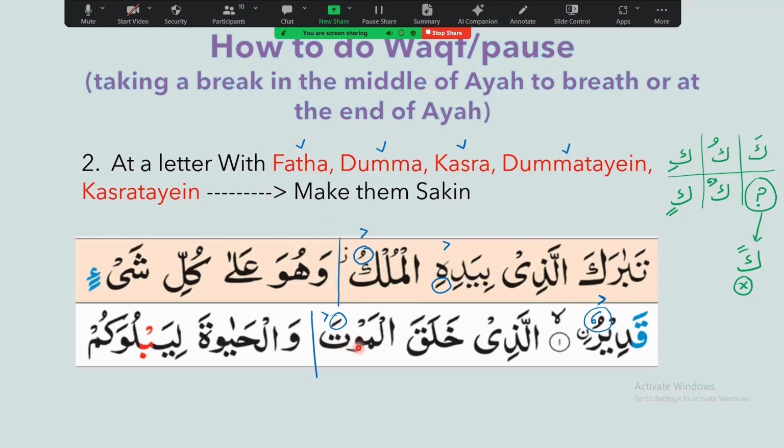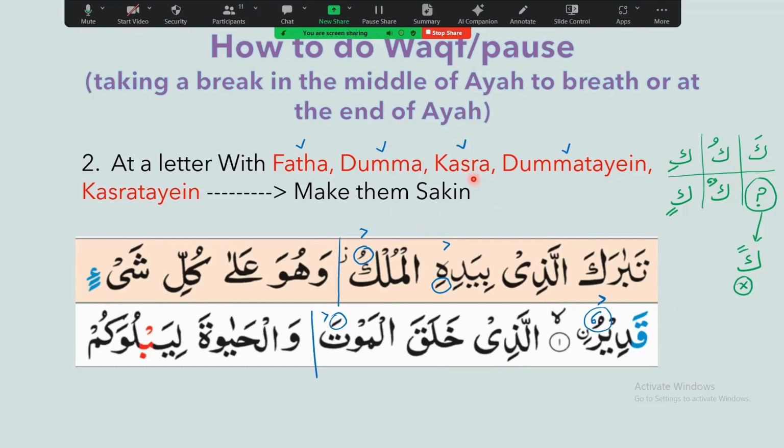If you are reciting this ayah and we say Alladhi khalaqa al-maut, at the end, on the letter ta, there is a fatha. So we change that into sakin and we say maut rather than mauta. We say khalaqa al-maut. Now let's say dhamma. This word here has a dhamma at the end. If you say تبارك الذي بيده الملك, we will change this dhamma into ساكن, and we say الملك rather than ملكو.